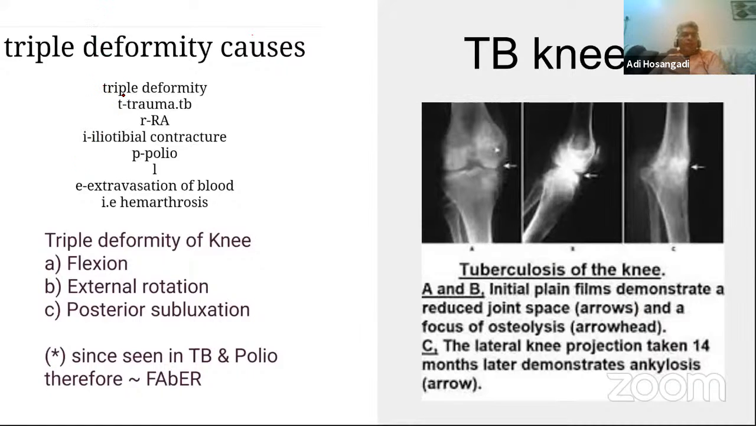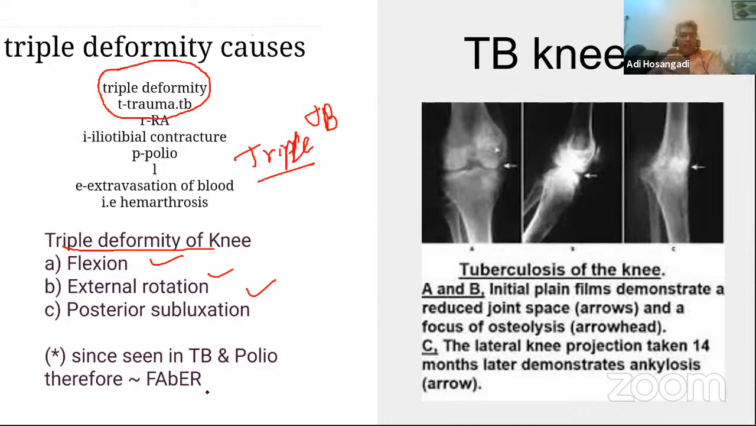It's a simple topic. Triple deformity is a late presentation of tuberculosis of the knee. There are only 3-4 slides regarding the triple deformity. So what is triple deformity? Flexion, external rotation, posterior subluxation. And triple deformity is not specific for tuberculosis. It can happen in polio. Okay, I will show you some diagrams.